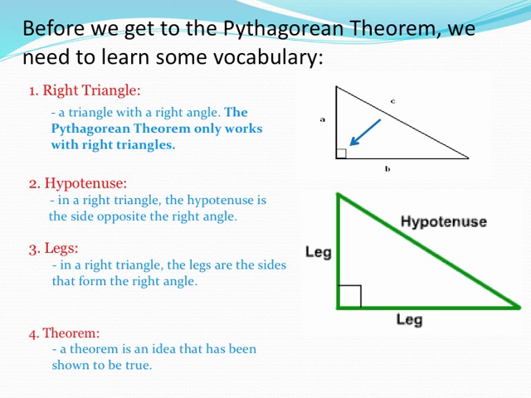And the word theorem in math doesn't mean an idea that we think might be true or not. It's not the same thing as theory. A theorem is an idea that has been shown to be true, that has in fact been proven to be true.